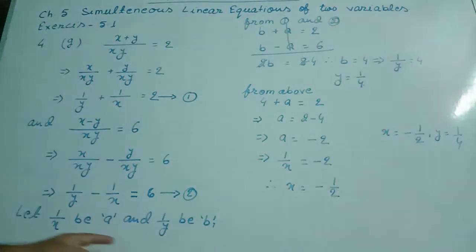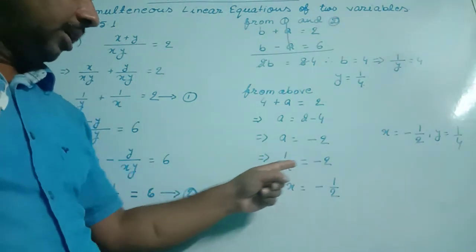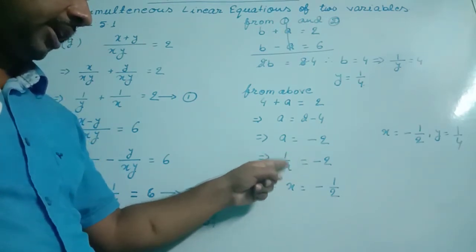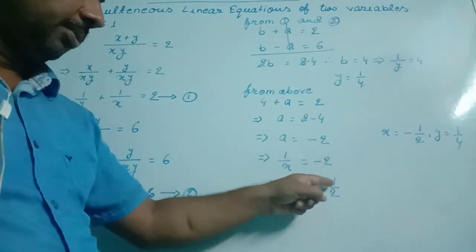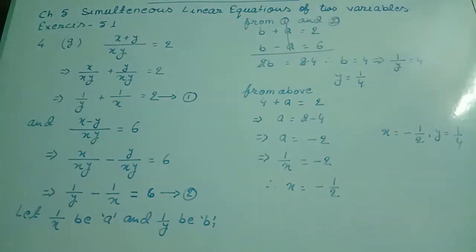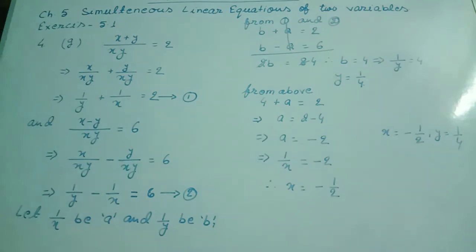A we have considered 1 by x, so 1 by x equal to minus 2. To get x, we will write the reciprocal of this, then x will go up, then we will write the reciprocal of minus 2 also, that will be minus 1 by 2, so x equal to minus 1 by 2. So the values of x and y became x equal to minus 1 by 2 and y equal to 1 by 4. These are the answers.